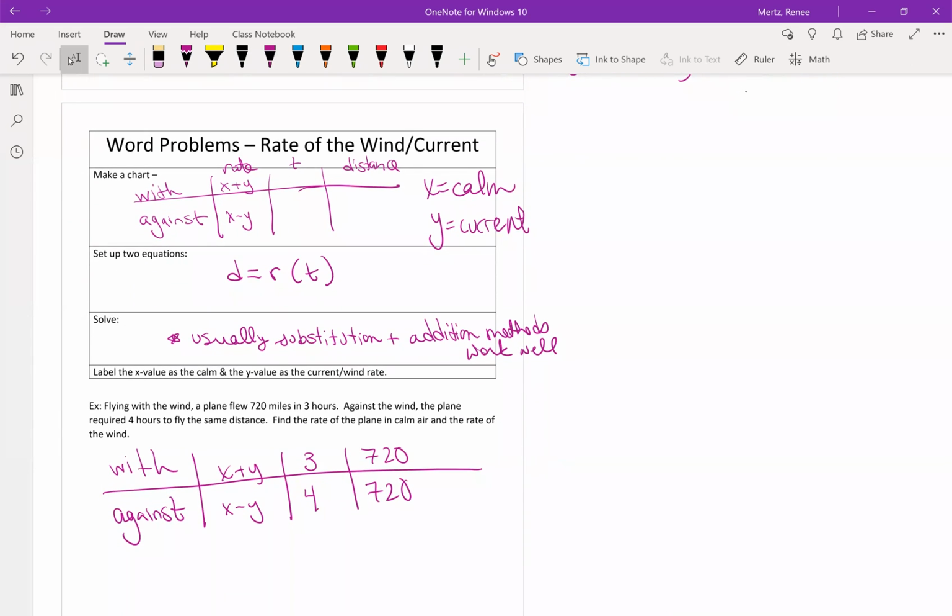The next set are our word problems, rate with the wind and current. You want to make a chart with and against. With the wind is always going to be x plus y. Against the wind is going to be x minus y. Those are the rates. We'll have a column for time and a column for distance. Set up 2 equations for distance equals rate times time. And then when you're solving, you usually want to do substitution or the addition method. Make sure when you're getting your solution, you label your x value as the calm and the y value as the current or the wind, whichever one we're talking about.